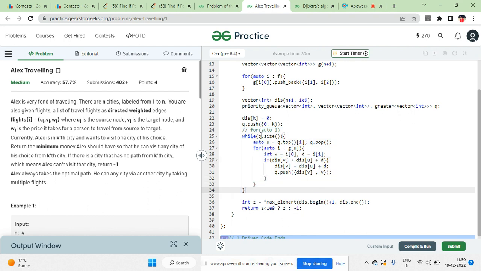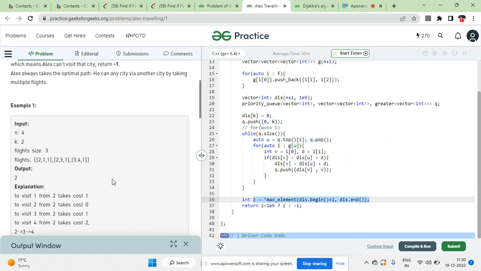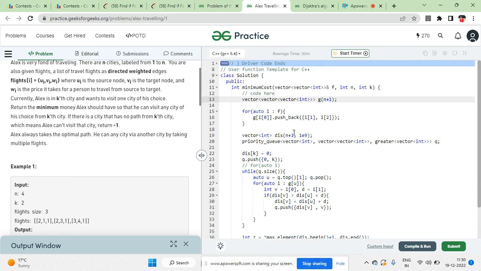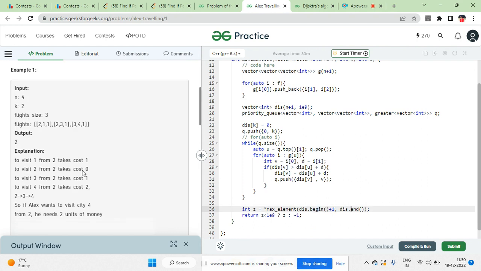I push this and run the normal basic Dijkstra algorithm: while the queue size is nonzero, pop the first element, then check all its adjacent neighbors and decrease the distance of the neighbor based on the distance of the current element. And at last you will return the max element of all the distances between all the vertices. One thing you have to see is that the indexing starts from 1, so you have to take n plus 1. While seeing the distance, you should not consider 0; you should consider elements from vertex 1. And if the distance is equal to 1e9, that means it's not possible to visit, so you will return minus 1.